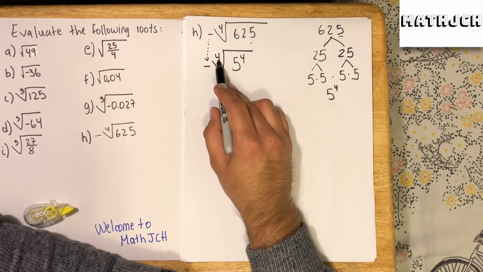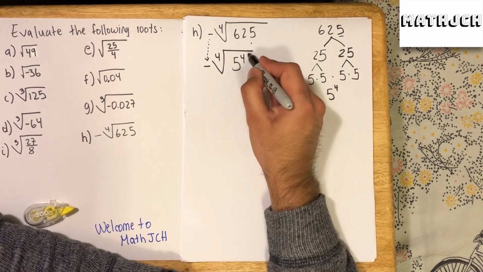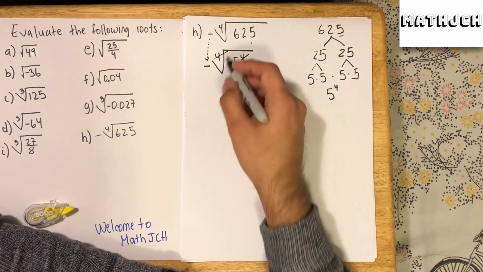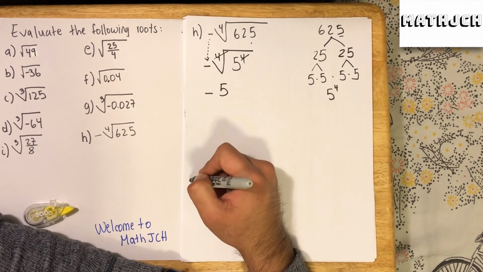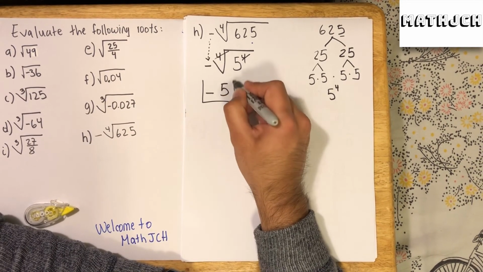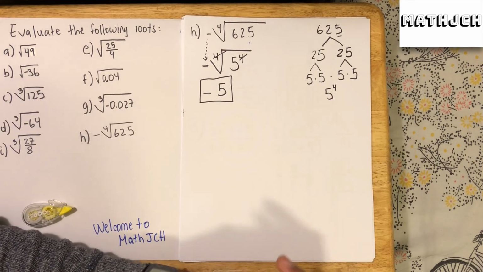Again, we have index of 4, an exponent of 4, boom, go away, and I'm left out with that negative and then the number that is inside the radical. And that's going to be our final answer.